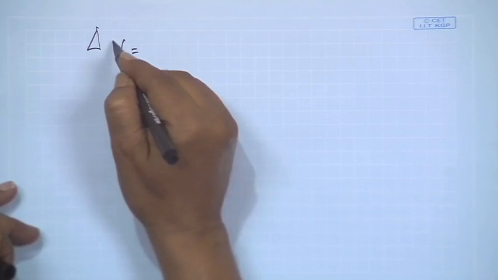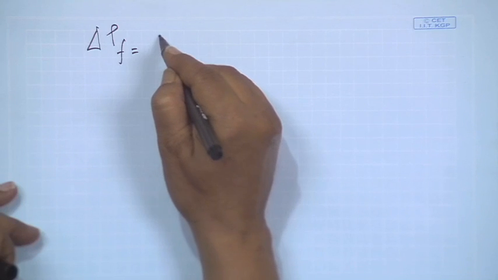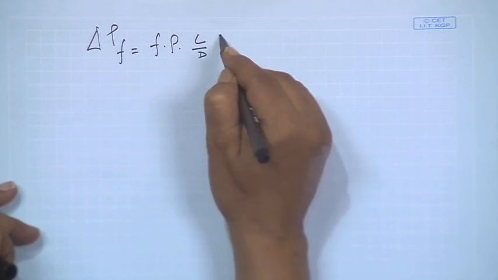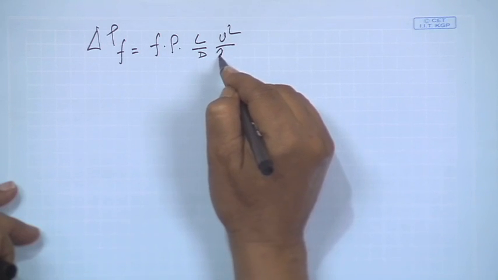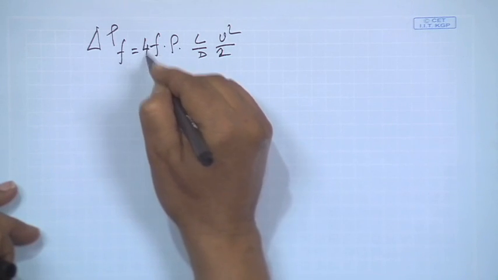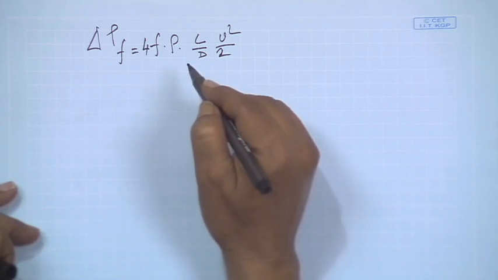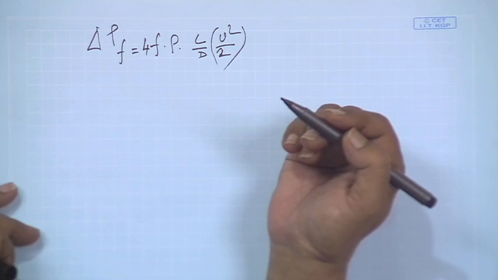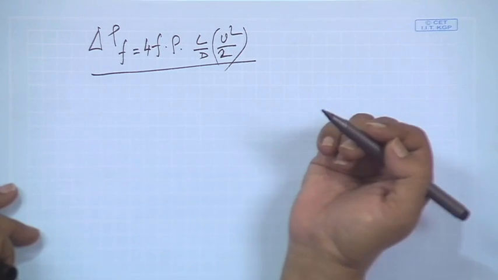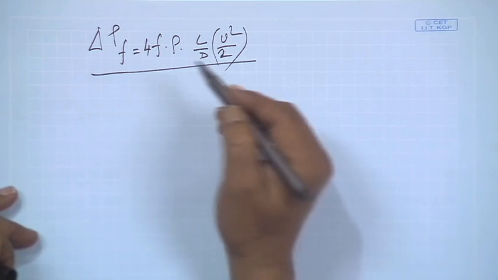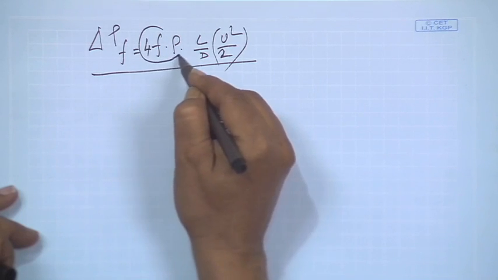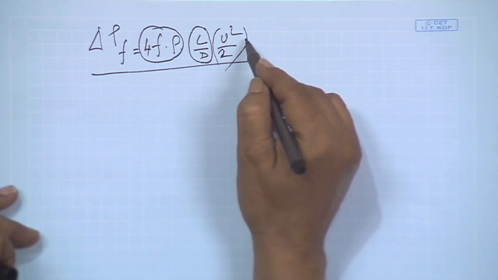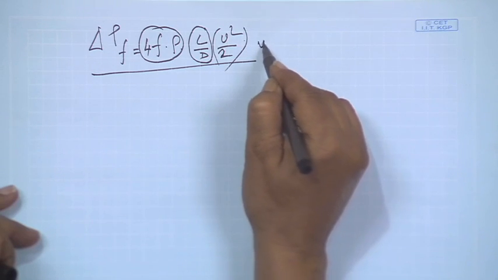So, let us write it to be delta P F is equal to F into rho into L by D into V squared by 2, right, and it was 4 if you remember, 4F rho L by D V squared by 2. This way is easy to remember the relation between fanning friction factor and pressure drop, right. 4F rho, this is 1, L by D is the non-dimensional length, this is the velocity head.